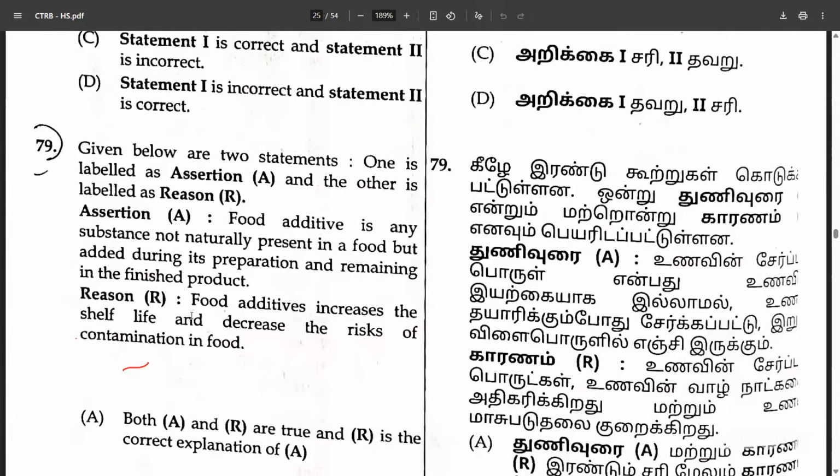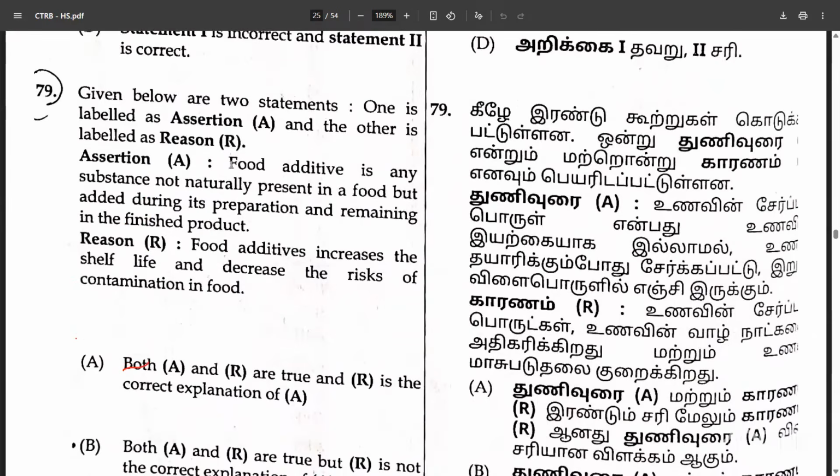79th question is assertion and reason based, where A is saying food additive is any substance not naturally present in a food but added during the preparation and remaining in the finished product.